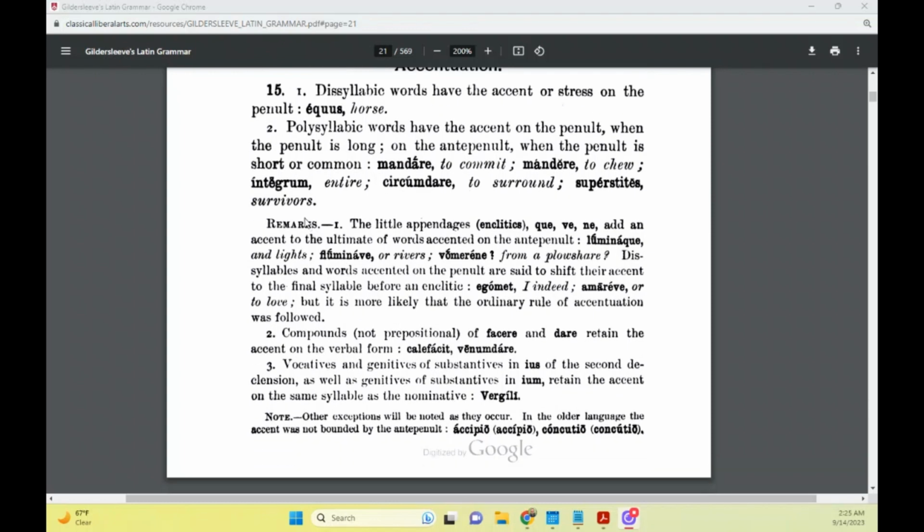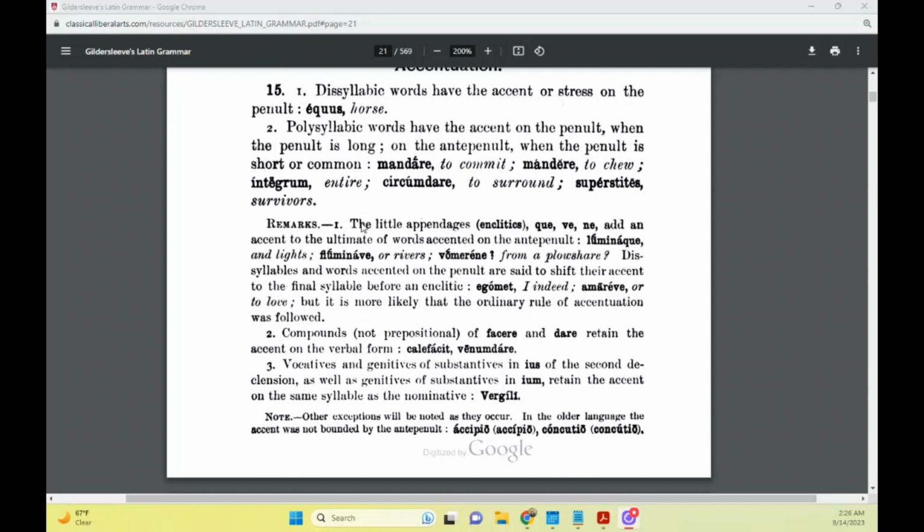Now there's a bunch of remarks here, 3 remarks in this lesson, and at this point some of these may make sense to you if you've been studying Latin reading, because you may have seen some of these things, but some of them you may not have experience with. So let's just read these remarks, and I'll try my best to explain them in terms that you can understand if you're just getting started.